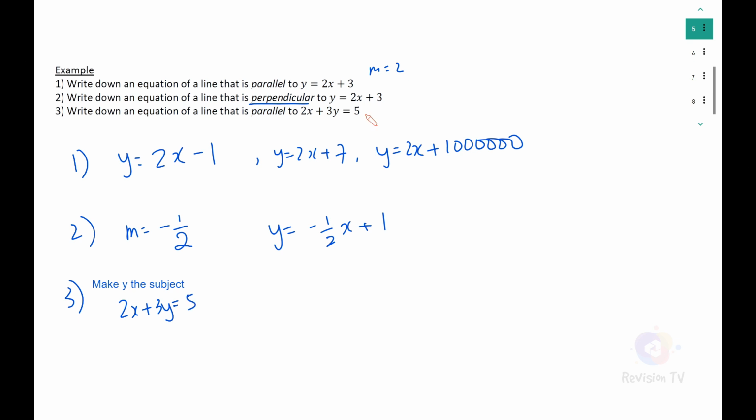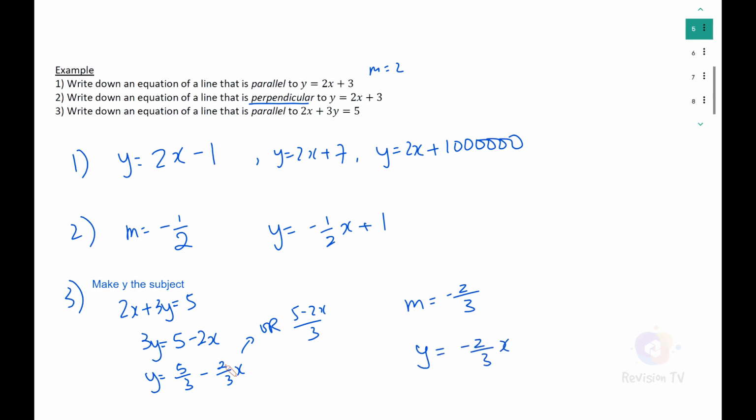To make y the subject, I'm going to move 2x to the right hand side. So 3y equals 5 minus 2x. Divided by 3, so y equals 5 over 3 minus 2 over 3 x. Now you can write 5 minus 2x over 3, but I tend to prefer to split the 3 out, because I can clearly tell the gradient now is negative 2/3. So if they're parallel, the gradient will be the same, minus 2/3. So I just need y equals minus 2/3 of x plus anything that you like, plus 1, for example. And that will be the answer.